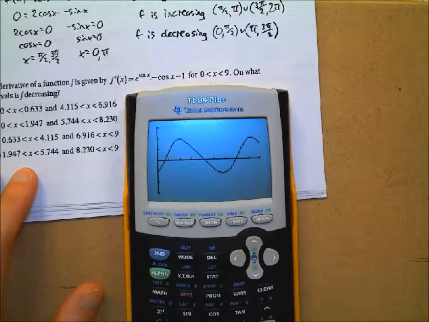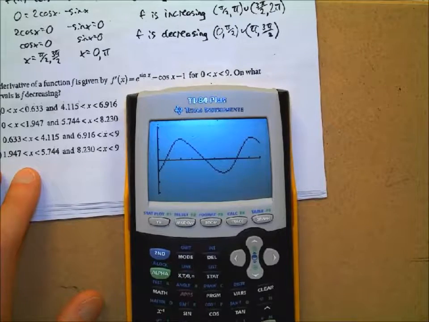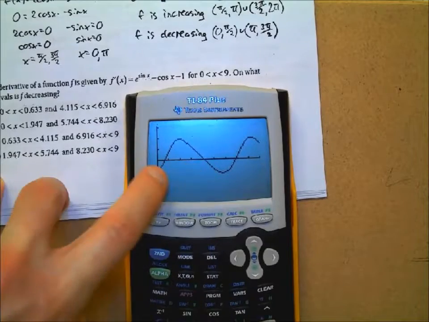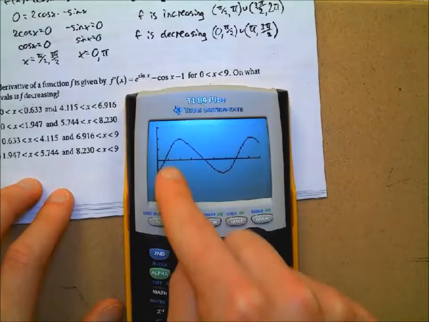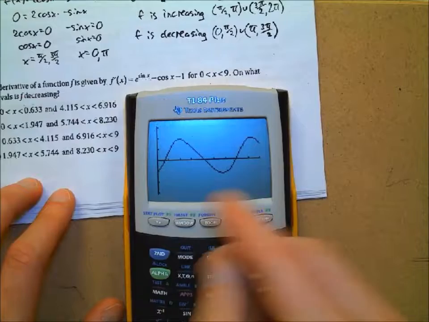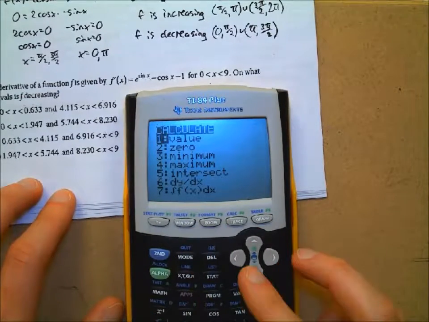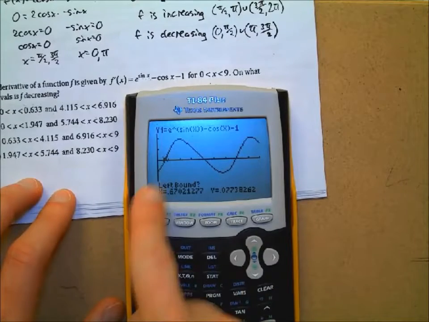Okay? So f is decreasing when f prime is negative, right? So where is f prime negative here? Well, it's when it's below the x-axis, right? This is f prime, so where is it negative? F prime is negative when it's below the x-axis. So I'll do second trace, we'll do the zero command. We can already see that f prime starts out negative.